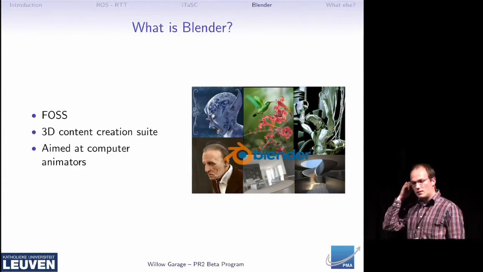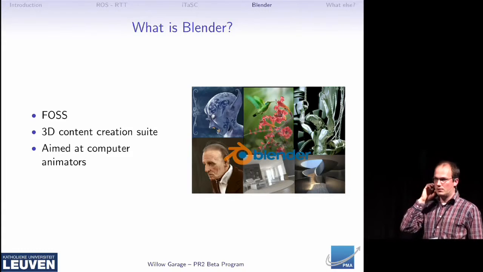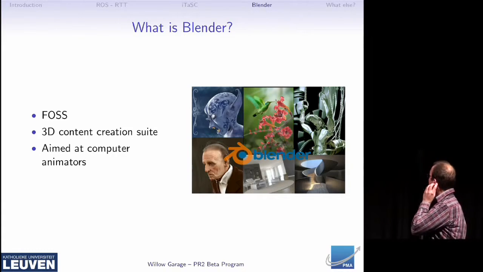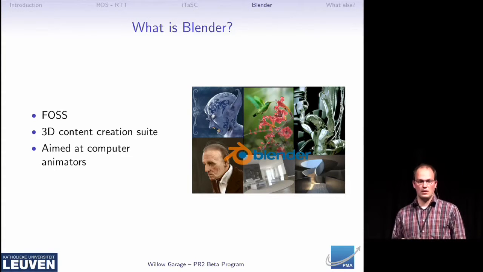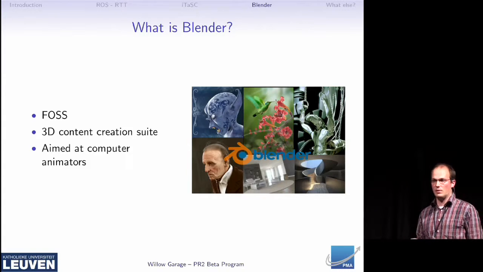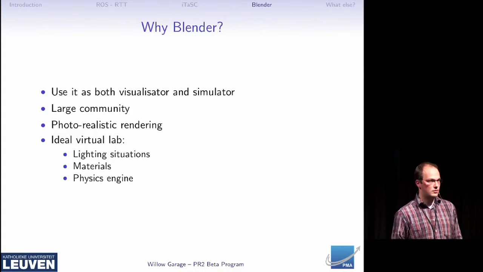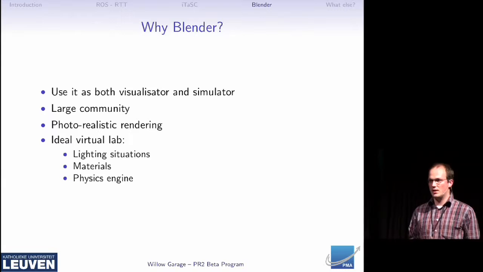Then the third part is we want to include Blender into ROS. What is Blender? Blender is a free and open source software package. It's used to create 3D content. It's mainly used by computer animators, but it can also easily be used for robotics. I got a comment from many here that actually that's what Gazebo is providing, or that's what RViz is providing. But Blender allows you to do both simulation and visualization in one framework.